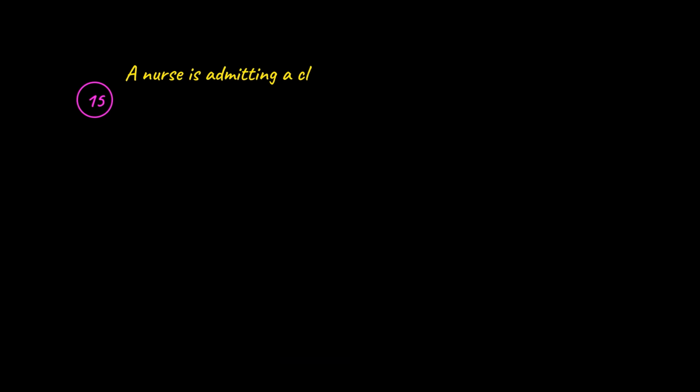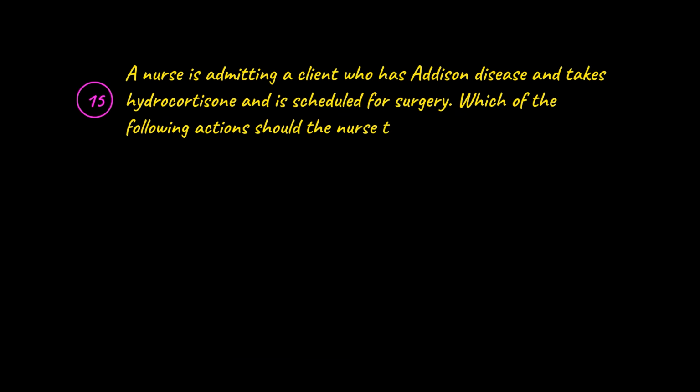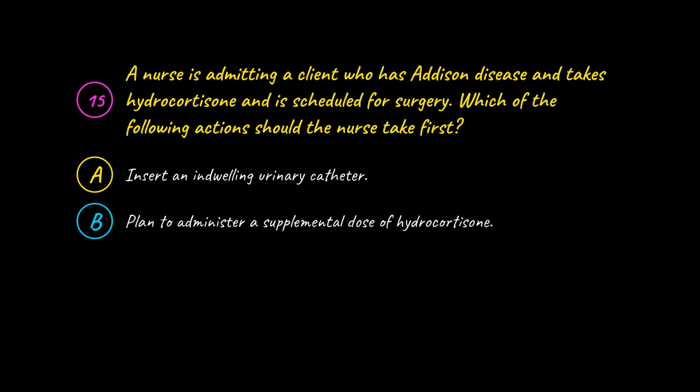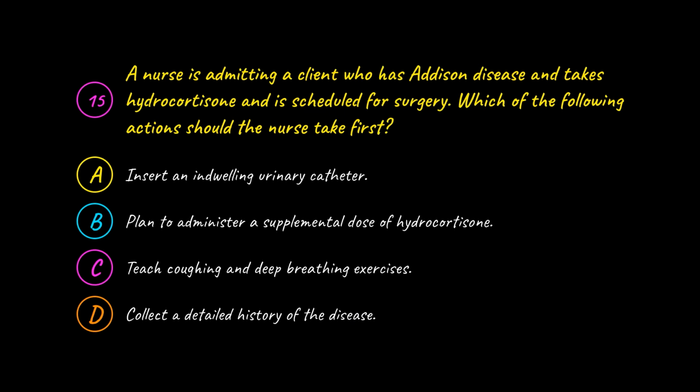Question 15. A nurse is admitting a client who has Addison disease and takes hydrocortisone and is scheduled for surgery. Which of the following actions should the nurse take first? Your options are A. Insert an indwelling urinary catheter. B. Plan to administer a supplemental dose of hydrocortisone. C. Teach coughing and deep breathing exercises. D. Collect a detailed history of the disease. Don't overthink it. Which one feels right?